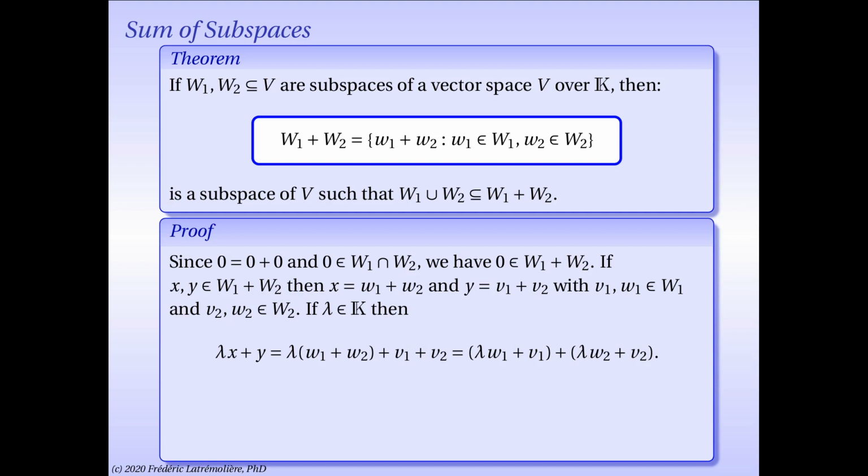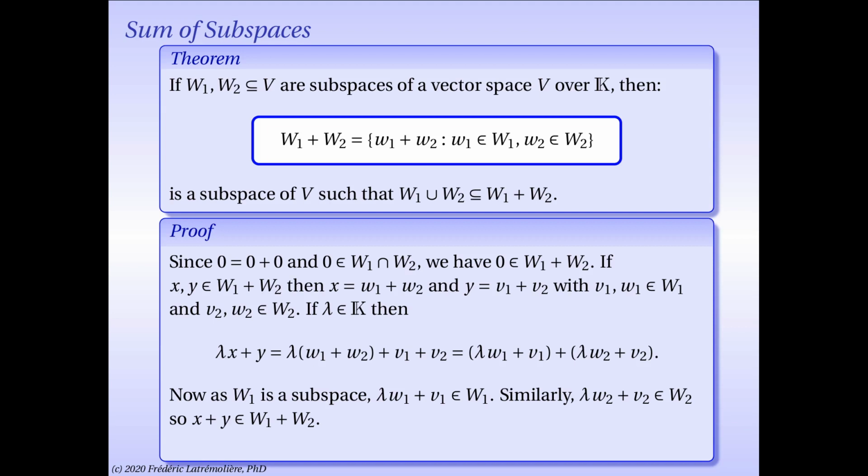And if you look where w1 lives, it lives in the subspace W1. And if you look at where v1 lives, it also lives in the subspace W1. And therefore, lambda w1 plus v1 is again inside W1 because W1 is assumed to be a subspace. The same for the other term, it belongs to W2. So I've written my combination lambda x plus y indeed as a sum of something in W1 and something in W2. So I can conclude that W1 plus W2 is a subspace.